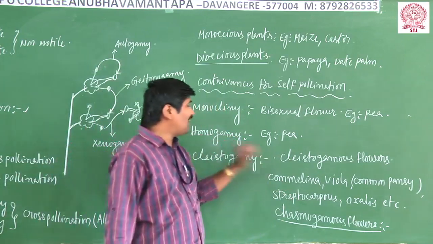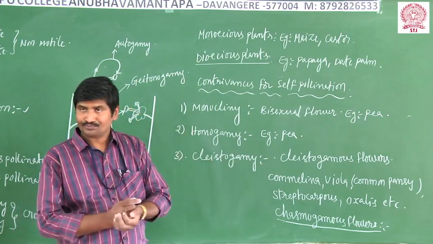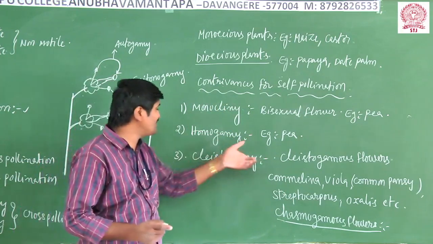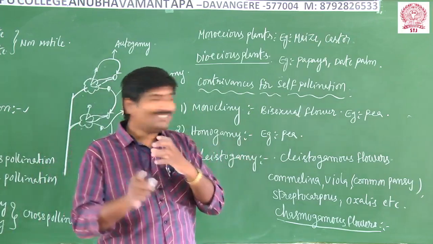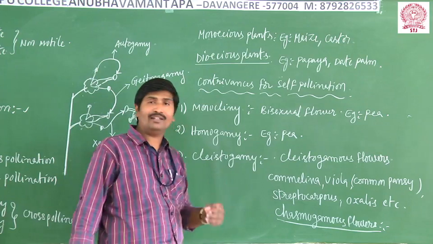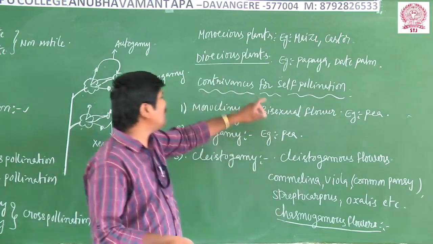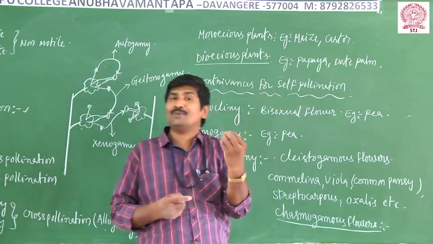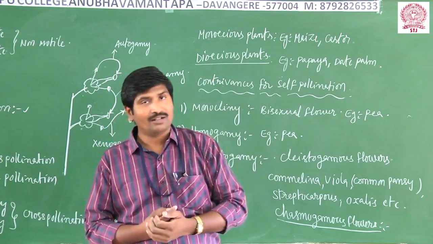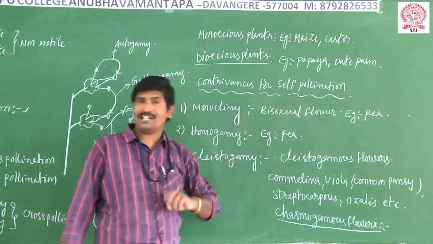Next one, what is the disadvantage of cleistogamy? What is the advantage of cleistogamy? First, the disadvantage of cleistogamy. There is no genetical variation. When continuous self-pollination takes place, genetical variation does not take place in the next generation. That is one of the major disadvantages of self-pollination.